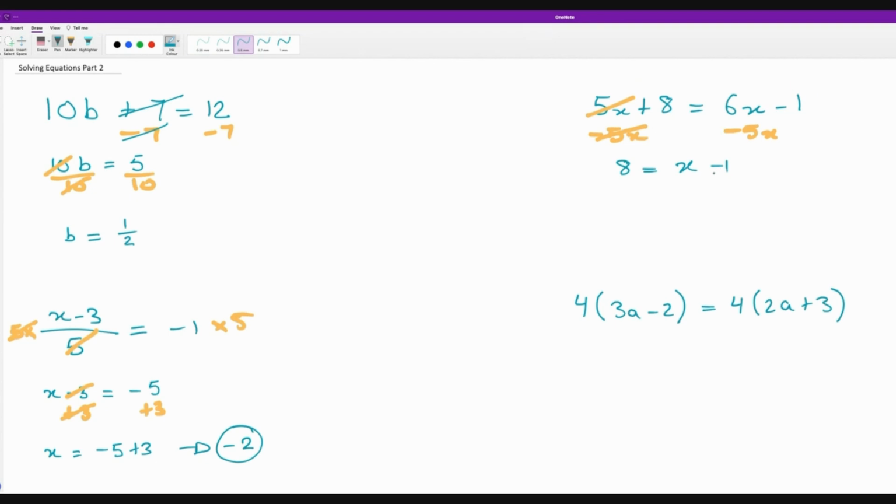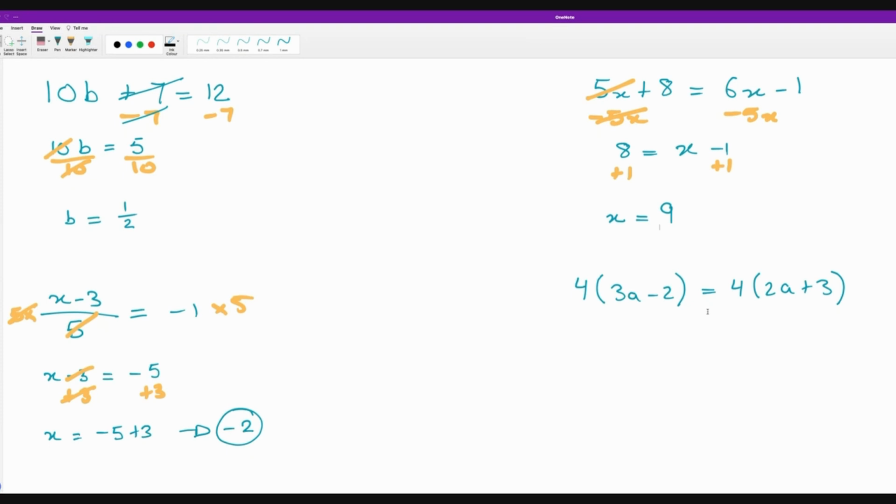Now, all I need to do is move the remaining numbers that are associated with this variable. With this variable, we have a minus 1 attached to it. So I have to move this minus 1 over the equal sign. In order to move this minus 1 over the equal sign, I do the opposite of minus 1, which is plus 1. And I do that to both sides. That way, in the end, I get x is equal to 8 plus 1, which is 9. And that is my answer for the third question.